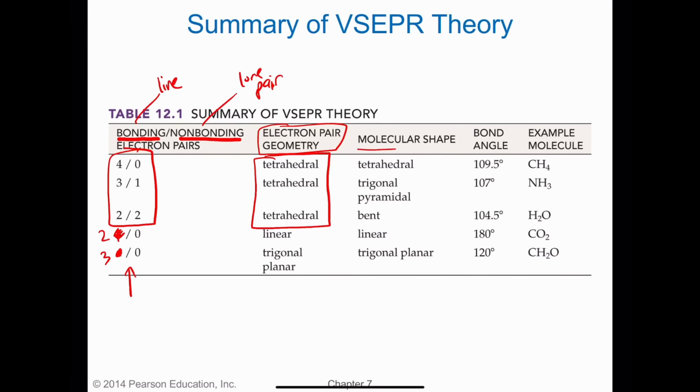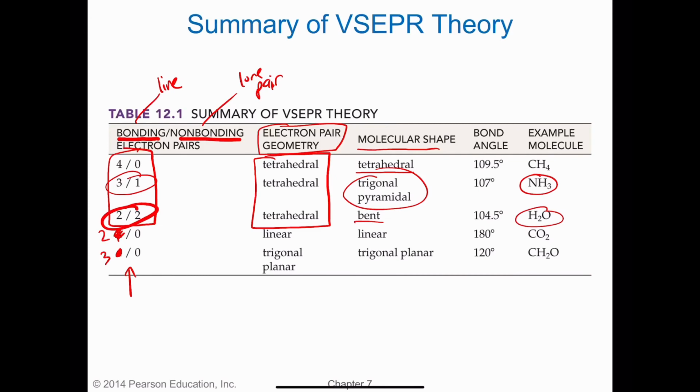But then molecular shape is when we consider, okay, how many of them are lone pairs? So if none of them are lone pairs, it's still called tetrahedral. If one of them is a lone pair, then we call it trigonal pyramidal, so that's like the ammonia molecule. And if 2 of them are lone pairs, then we call it bent, and our example was the water molecule.